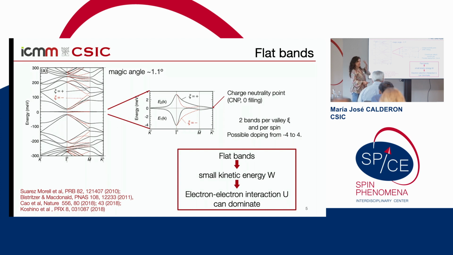So in here, the idea is that we have these very flat bands. We have seen this before. This implies that we have a very small kinetic energy, and then the electron-electron interaction can dominate. So in 2018, when the superconductivity and insulating phases were observed in these materials, this was the kind of mantra that we were hearing all the time, that here we should expect to have very strong correlations.